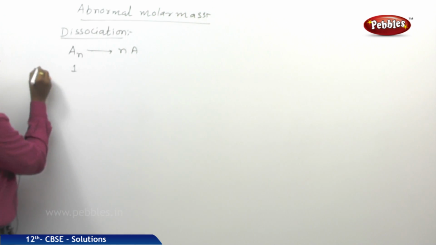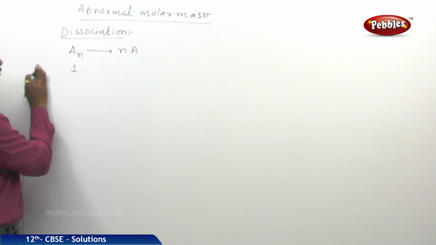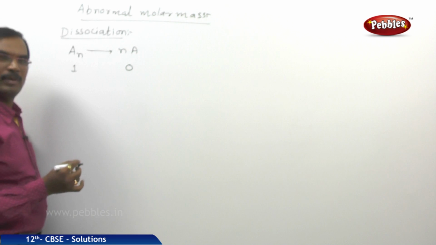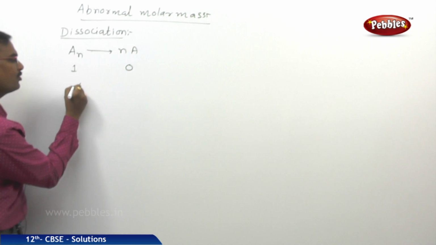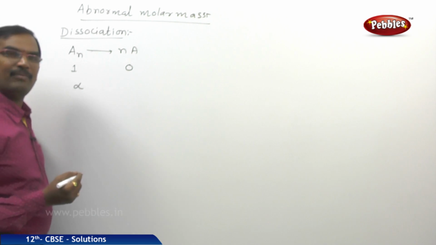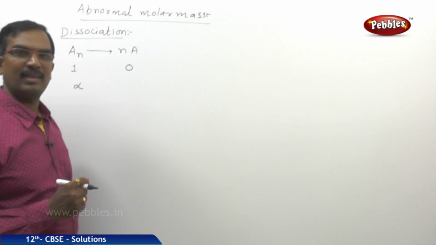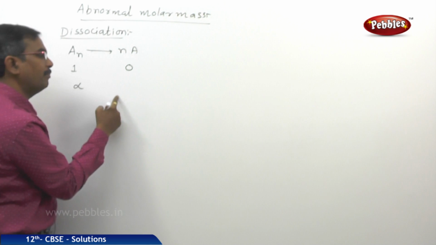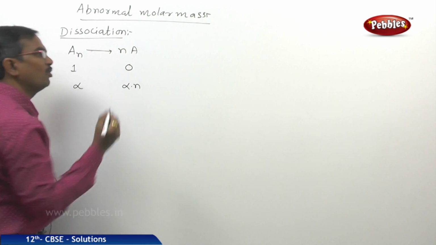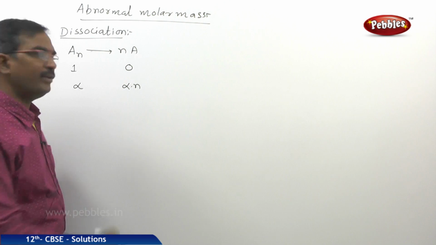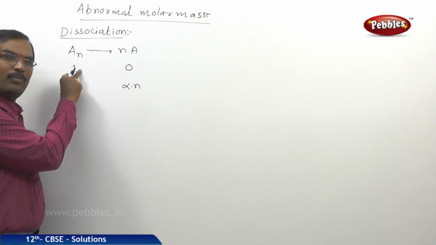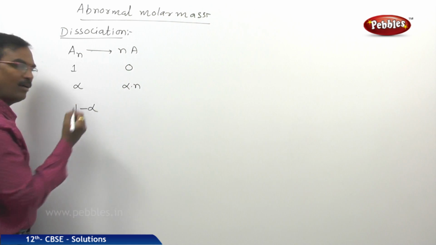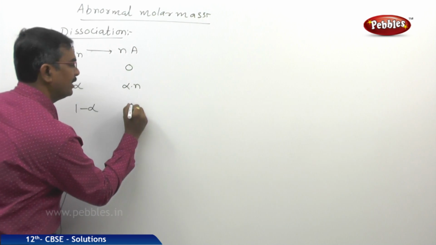So assume initially we have 1 mole of the solute and 0 moles of product. After some time, assume alpha moles of this is dissociated. Here alpha is called the degree of dissociation. As these two are in a 1:n molar ratio, we should get alpha times n moles of product formed. Initially we have 1 mole. In this 1 mole, alpha moles is dissociated, so the remaining moles will be 1 minus alpha, and the product will be n into alpha.